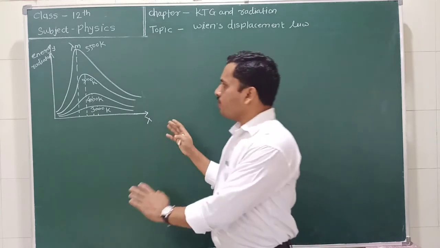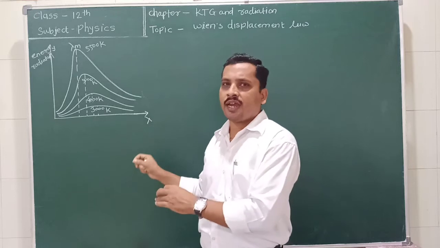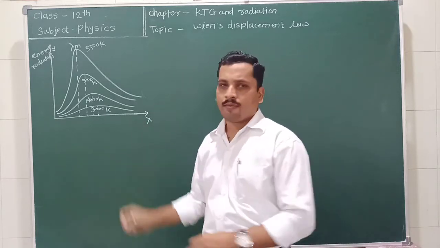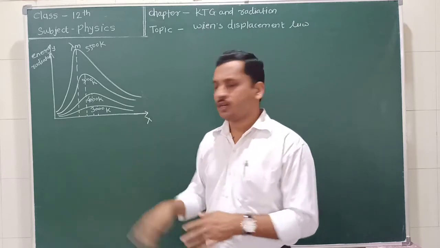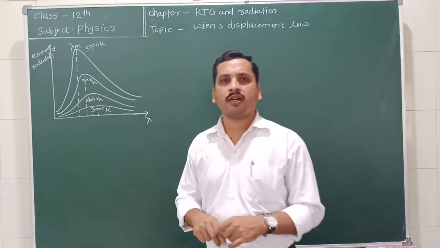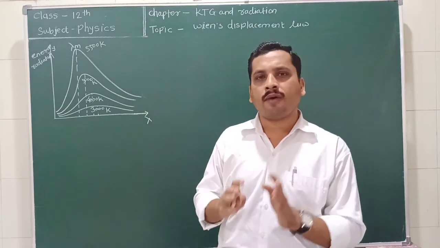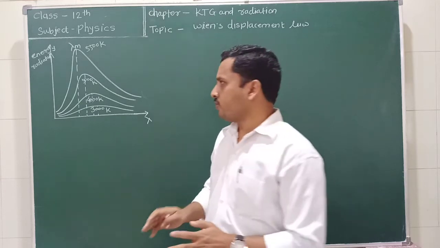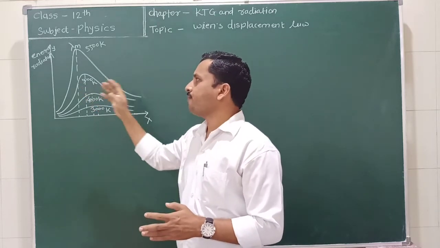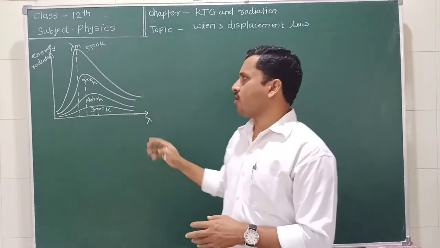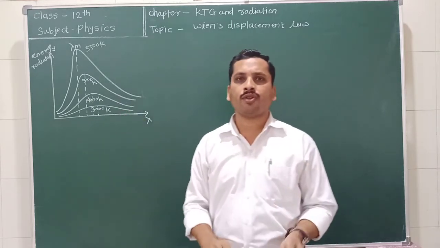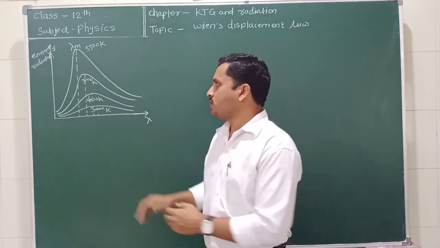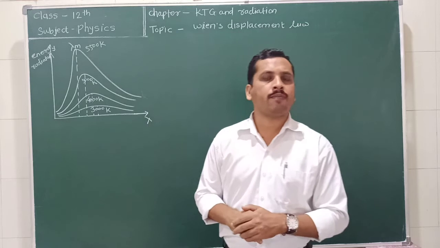So here we are going to discuss the energy radiated per unit time per unit area by the black body versus the wavelength. What is wavelength? Wavelength is nothing but the property of the waves by which we can determine the color of the radiation. So here we are going to discuss the graphical representation of the energy radiated per unit time per unit area versus the wavelength. Now, what are the observations of this graphical representation?